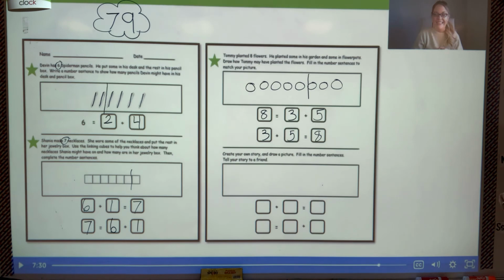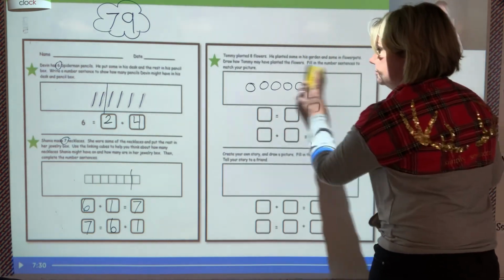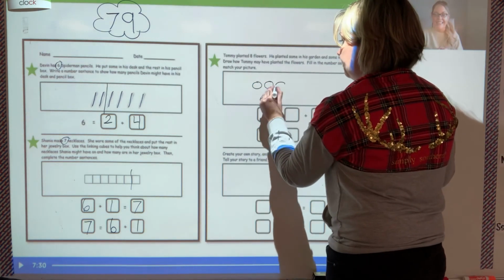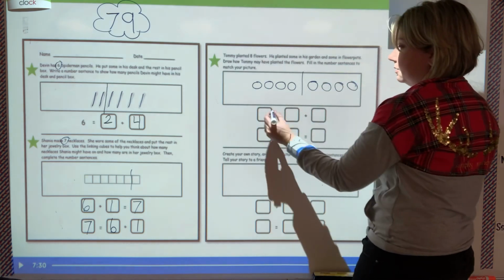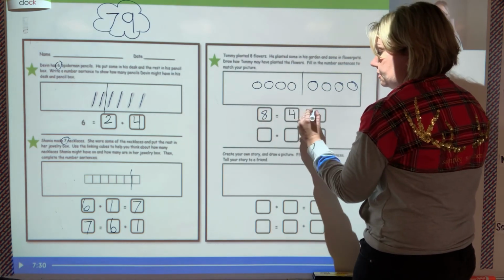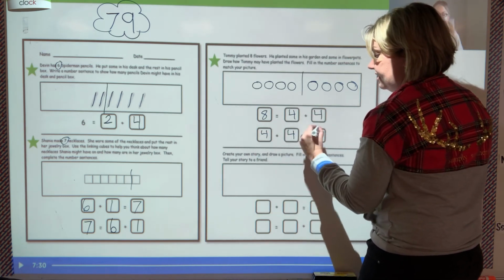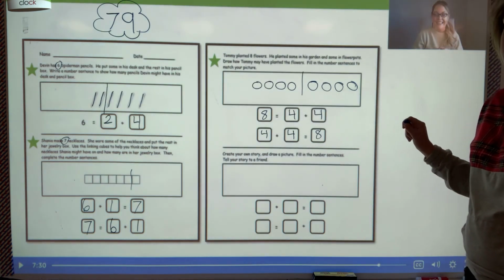Awesome. Does anyone have a different way that they did it that they would like to share? Nicole. I did 4 in the garden and 4 in the flower pot. Very good. And my number sentence is 8 equals 4 plus 4. And the bottom is 4 plus 4 equals 8. I can show you how I decorated that. I put the flowers like that.